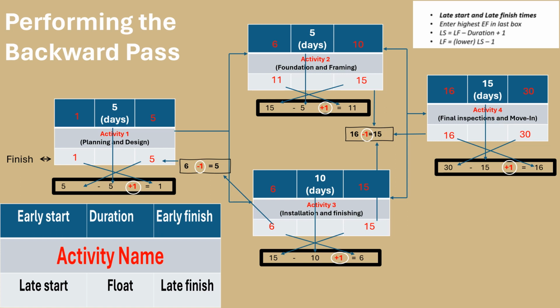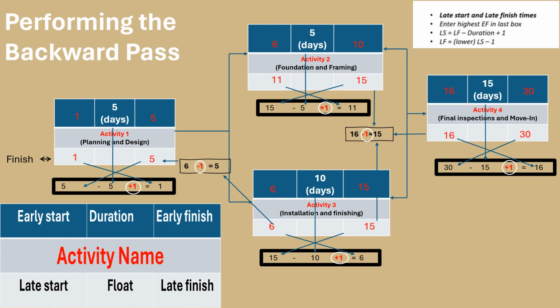To move on to the next activity, subtract 1 day from the late finish, bringing it to 15 days. Apply this late finish value to both Activities 2 and 3. In Activity 2, calculate the late start by subtracting its duration, 5 days, from the late finish of 15 days. Adding 1 day to this result gives you a late start of 11 days.